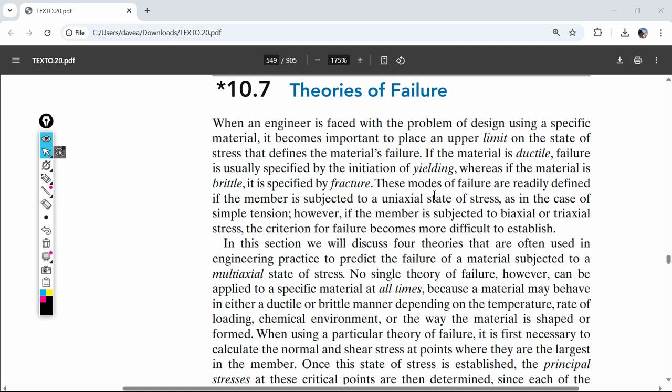All right, sweet. So those modes of failure are very well defined for uniaxial stress, like simple tension. However, if the member is subject to biaxial or triaxial stress, the criterion for failure becomes more difficult to establish.